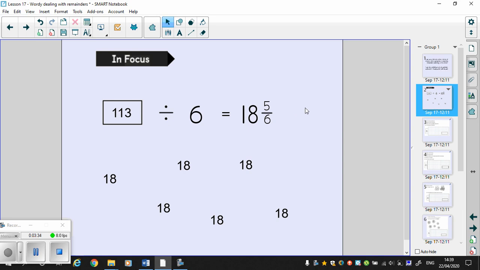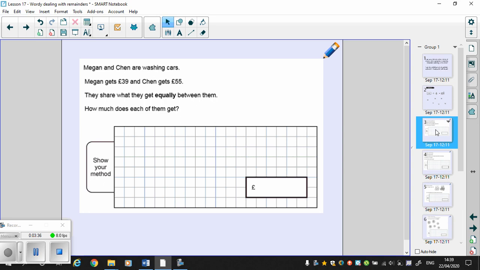Now, let's have a look at some SATs questions that involve division. Megan and Chen are washing cars. Megan gets £39 and Chen gets £55. They share what they get equally between them. How much does each of them get?